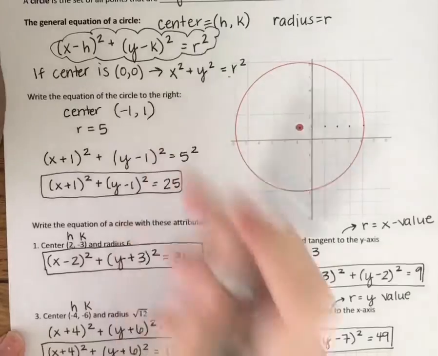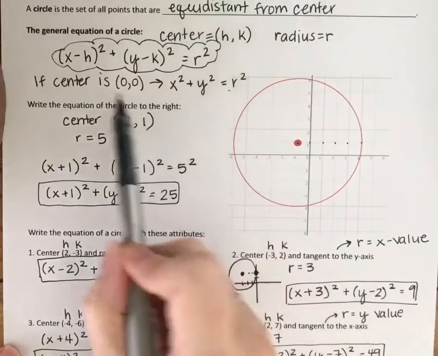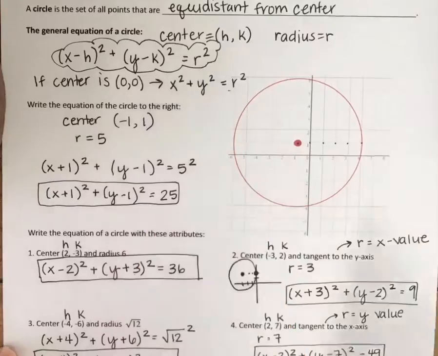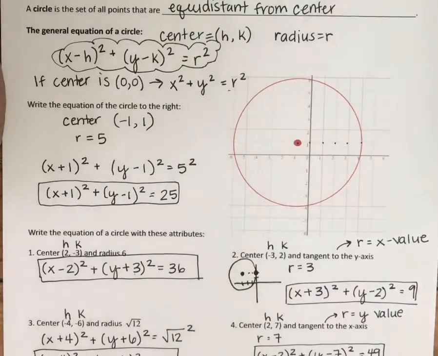The only 2 things you need are the center and the radius. From there, you can plug in to that formula and you will have your equation of a circle.